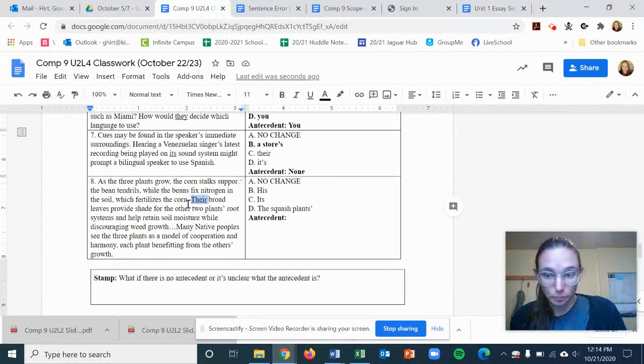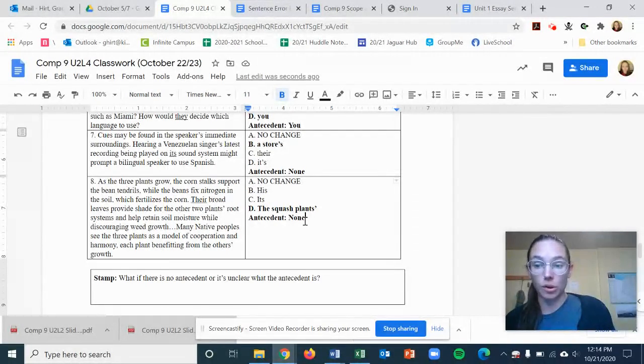So we can't use a pronoun because that would be confusing to the reader. We don't know whose broad leaves we're talking about. So our only option is the actual noun. The squash plant's broad leaves. So none. There is no antecedent again. So that's why we need to use just the noun, right? The noun that is given as an option instead of using a pronoun, because it's confusing otherwise.